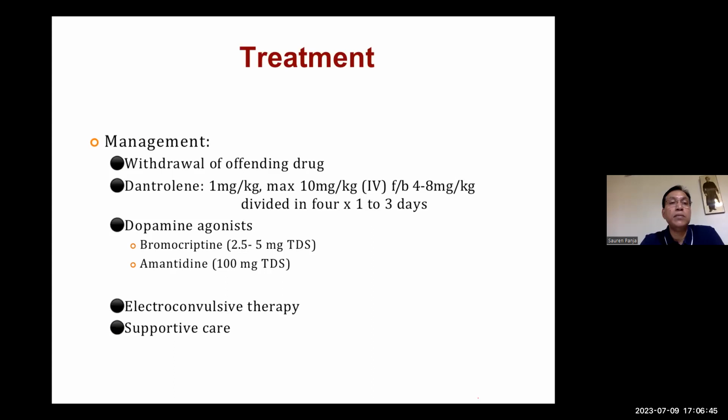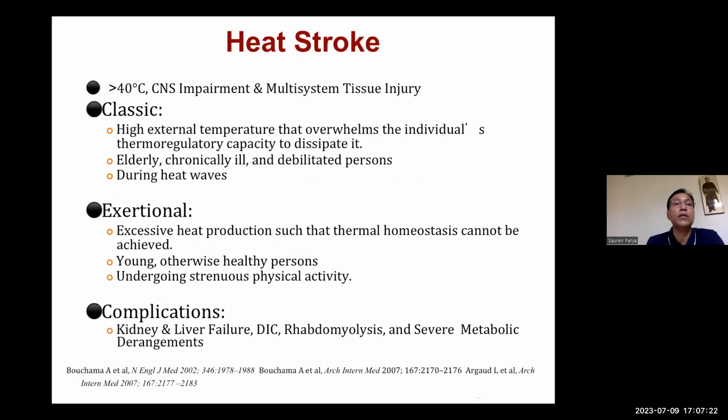Usually management is withdrawal of the offending drug, dantrolene, which is not available in our country, but a dopamine agonist, particularly bromocriptine or amantadine, may be given. Electroconvulsive therapy is one therapy, and most important is the supportive therapy. Don't forget, because the best supportive care also gives the best result. There are also controversial reports nowadays about dantrolene, bromocriptine, amantadine. That's why I will put more stress on the diagnosis, then withdrawal of the offending drug, and most important is best supportive care.